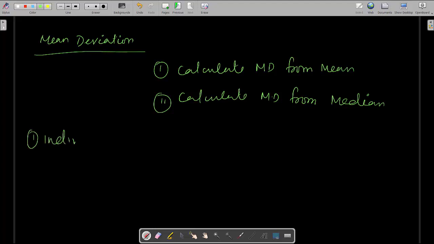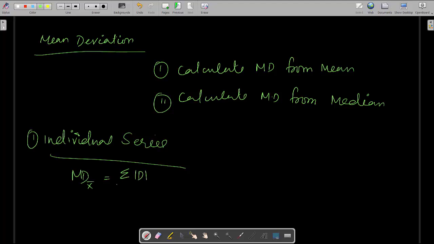For individual series, the formula is mean deviation. If you see MD and below it you see the mean sign, that means you're calculating mean deviation from mean. Clear? Mean deviation from mean is equal to sigma d by n. So here, how are we going to calculate this d, the deviation? It's very simple. d is equal to x minus mean. That is the reason why we have to calculate mean, to find out the deviation.